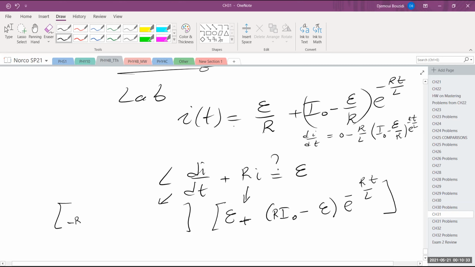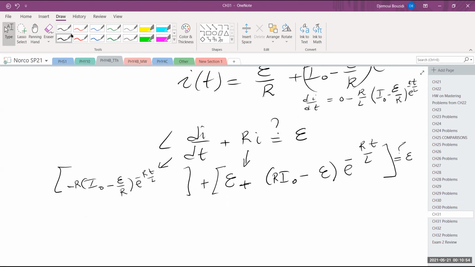That's it, because the L cancels this L. And I will be left with I naught minus epsilon over R exponential of negative RT over L. Now, so this is added. Is it equal, and that's the question, to epsilon?